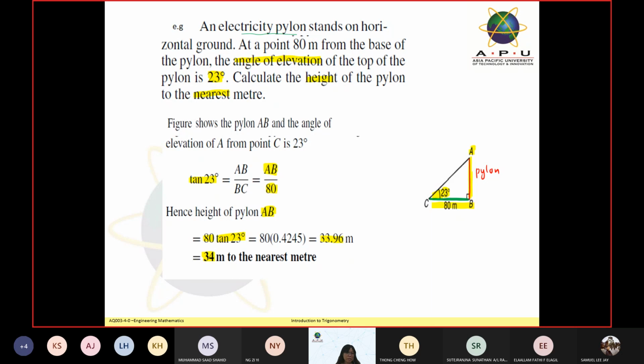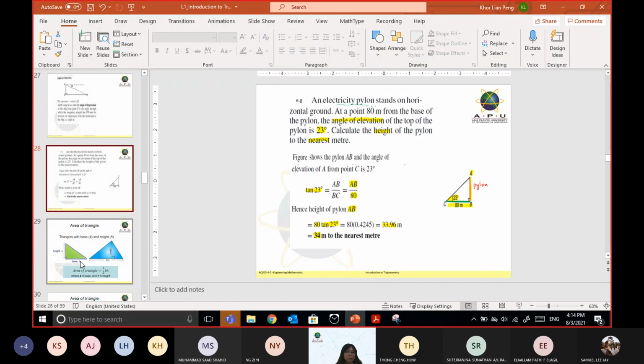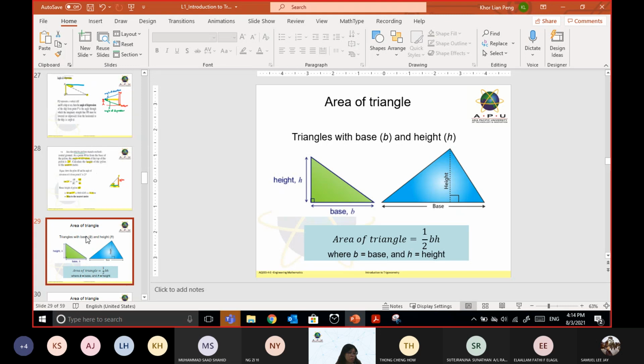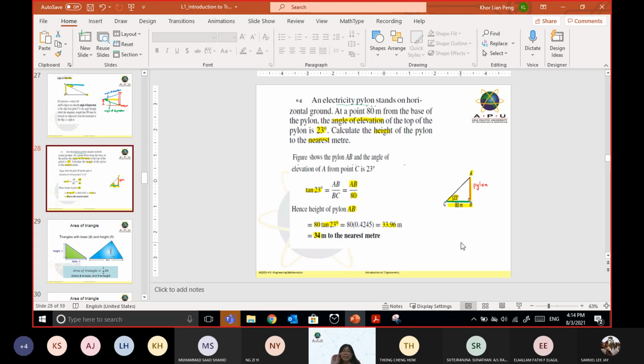When you come to your tutorial questions, you will see the angles of elevation and depression again. So if you're okay with this example, before we move on to the area of the triangle, I give you a 10 minute break.